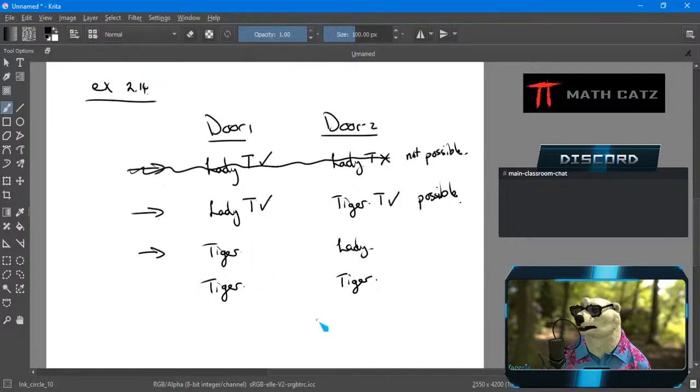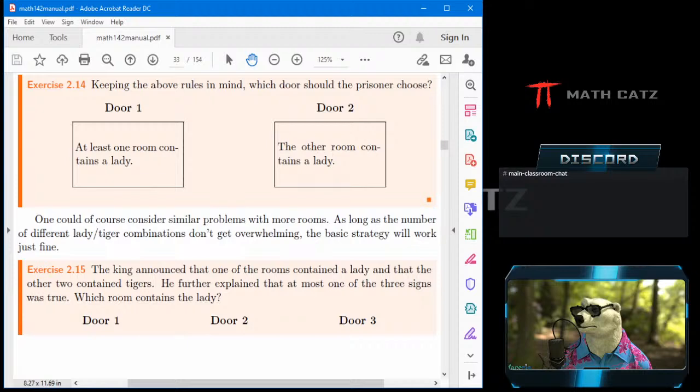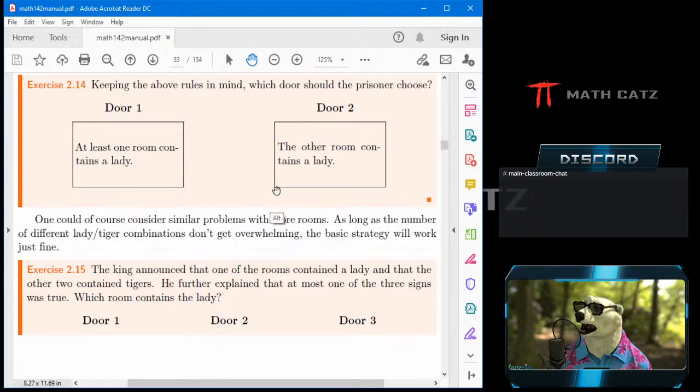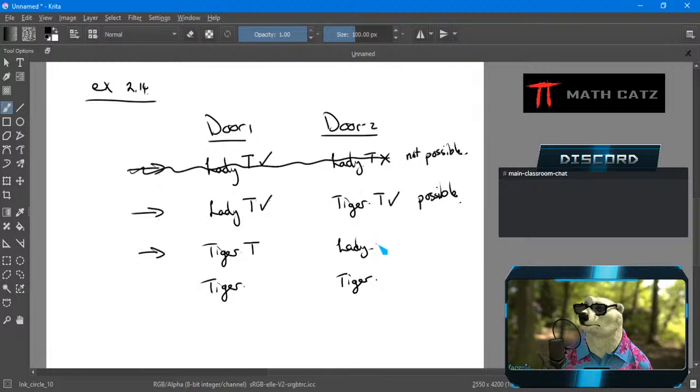Tiger Lady is the next scenario I'm investigating. Door 1 says, at least one room contains a lady. True. Doesn't say where, so that's good. Door 2 says, the other room contains a lady. That is false. The other room does not have a lady. That doesn't mean bad or good. I now have to evaluate it against what the king is saying. Let me just make clear where I am right now. Erase this arrow.